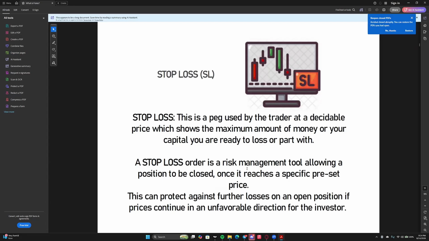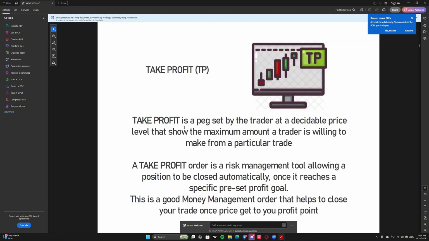A stop loss order is a risk management tool to align a position to be closed once it reaches a specific preset price. This can protect against further losses on an open position if price continues in an unfavorable direction for the investor. Take profit. Take profit is the opposite of stop loss. If you are busy, you always want to set a take profit order so that once price hits your specific target, it will close you out in profit. So the trade does not hit your target and reverse back. That's the reason why we set take profit.